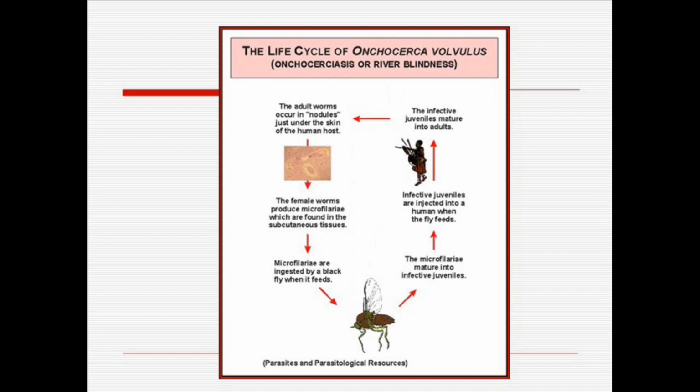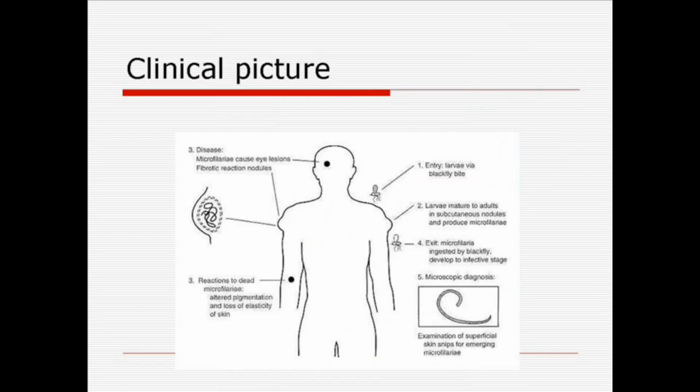In the subcutaneous nodules, the female worms are capable of producing microfilaria for approximately 9 years. The microfilaria have a lifespan that may reach 2 years. They are occasionally found in peripheral blood, urine, and sputum, but are typically found in the skin and in the lymphatics of connective tissues. A black fly ingests the microfilaria during a blood meal.